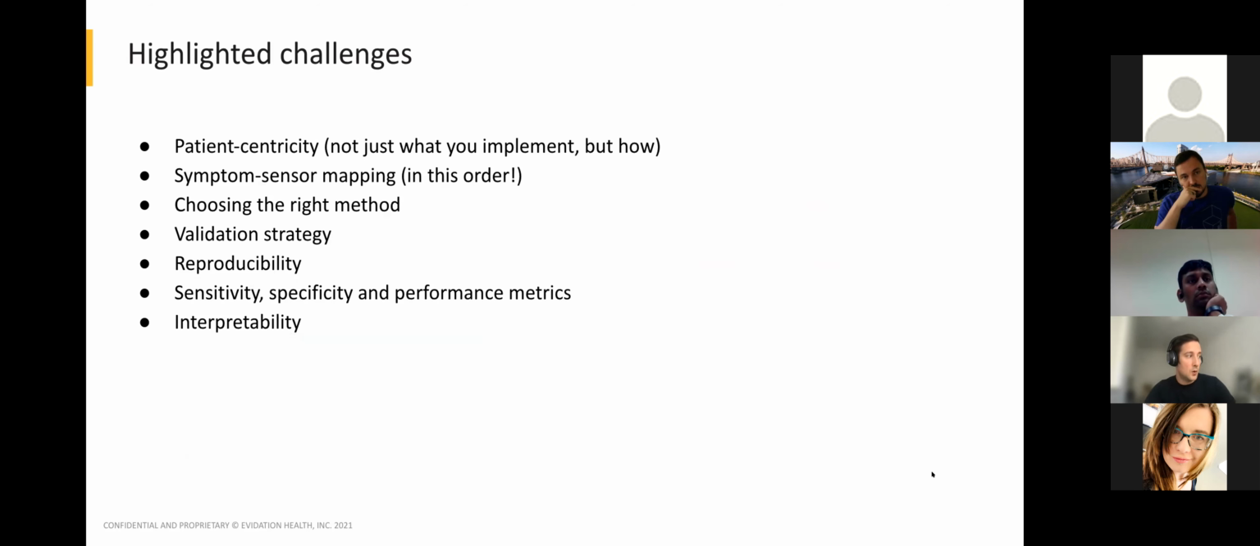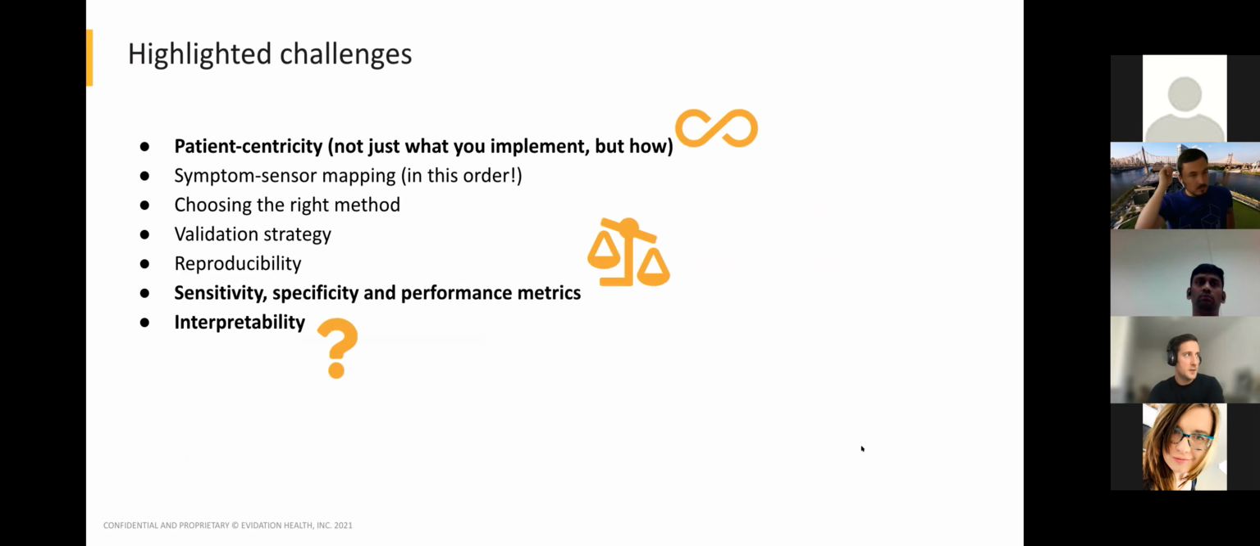And these are, of course, not all of the hurdles that you might face in the development of a digital measure, but these are the ones that really, as I said, we felt that analytics has a particular role to play in, and really should be influencing your decision-making, your strategy during that work. But for the purpose of this talk, just for timeliness, I want to just highlight three. So patient centricity, performance metrics, and interpretability.